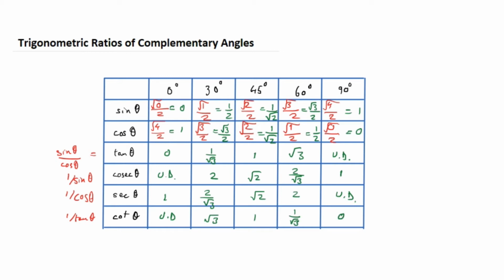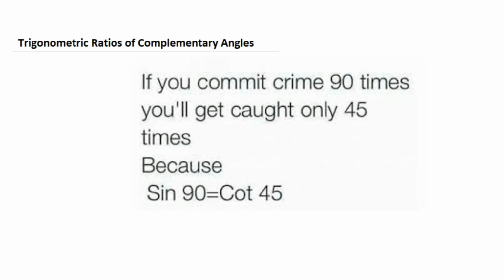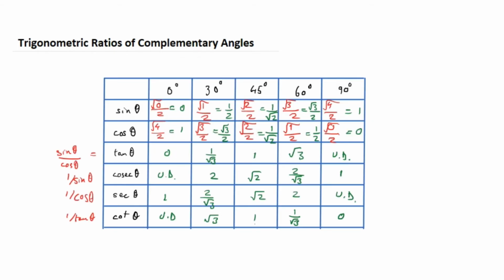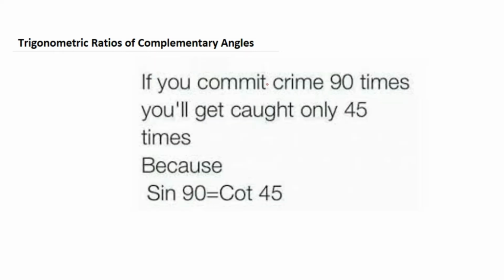And just before we end, I'm going to leave you with another meme which I found, which was quite hilarious, and I felt it was quite related to the topic that we chose today. If you see this, if you commit a crime 90 times, you'll get caught only 45 times, because sine of 90 is the same as cot of 45. So let's see, the sine of 90 is 1 and the cot of 45 is also 1. So that's hilarious, isn't it? Or sine, they're taking it as sin. If you sin 90 times, then you'll be caught only 45 times.